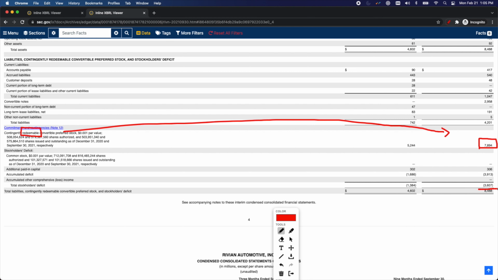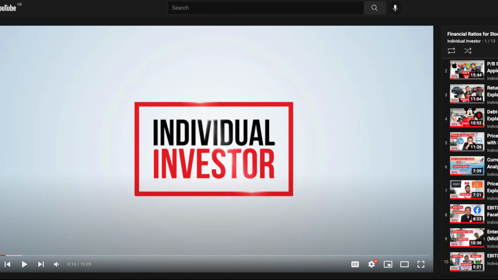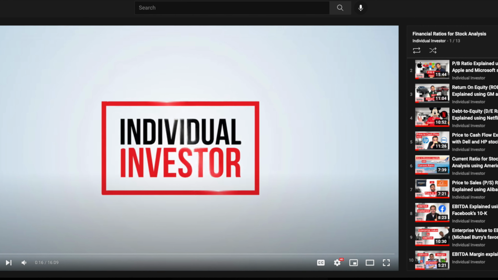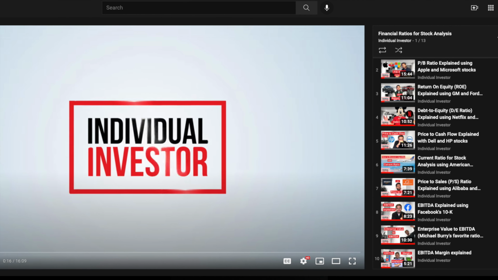And the last thing I want to mention is that with what you learned today, you can calculate a bunch of ratios using all the elements that you find in the balance sheet. Some of them are the price to book ratio, the return on equity, the return on assets, the debt to equity ratio, the current ratio, which we saw, and the working capital as well. I made a bunch of videos on this, so I will leave you the links in the description below. Feel free to check them out.